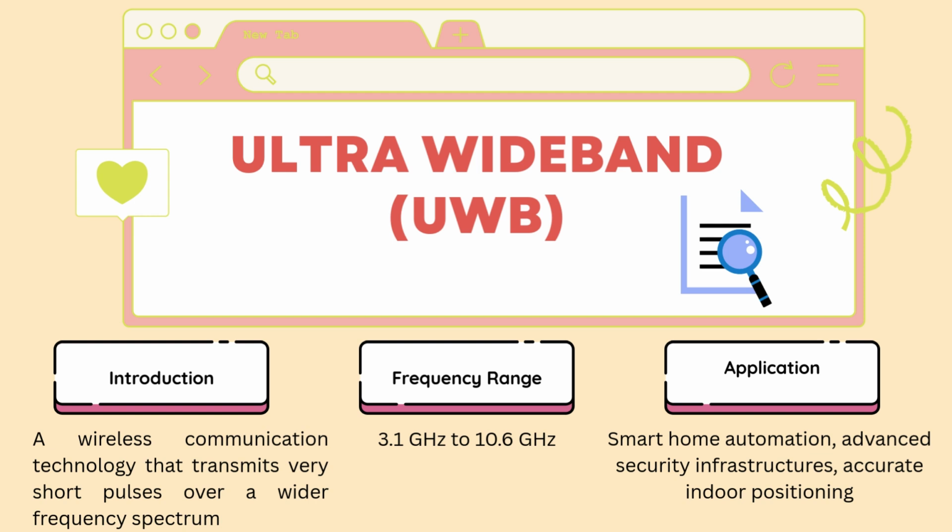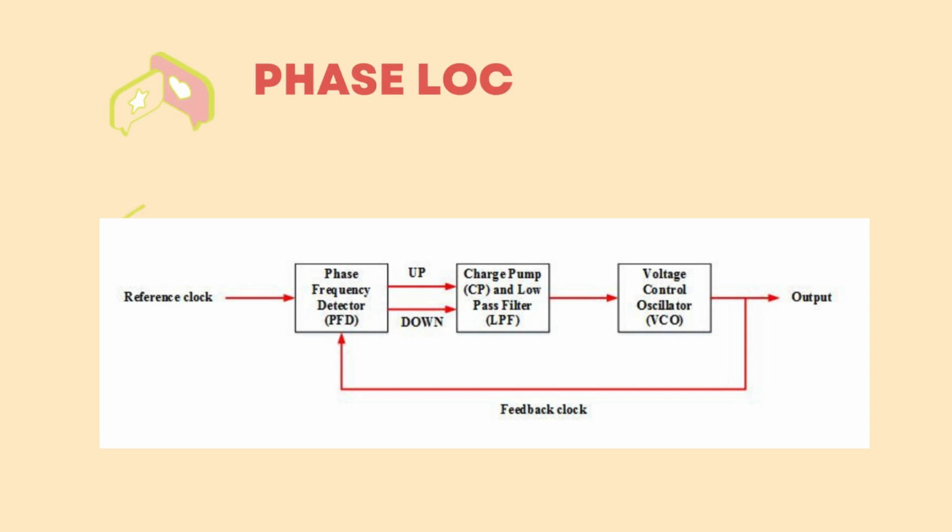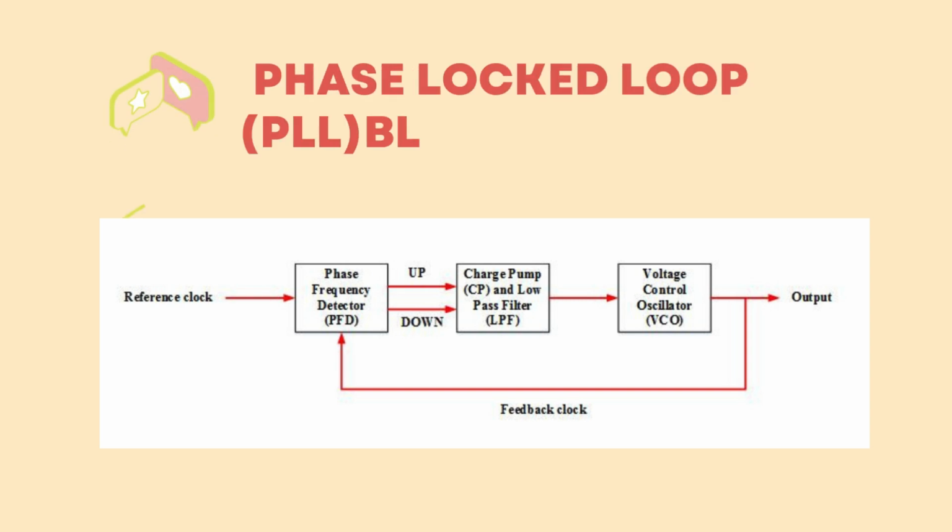With an operational range from 3.1 GHz to 10.6 GHz, UWB offers distinct advantages over conventional narrow-band systems, particularly concerning power consumption and spectrum efficiency. Its low power requirement for short-range data transfer, combined with its non-interfering nature with other wireless protocols, highlights its superior performance. A phase-locked loop, or PLL, is essentially a sophisticated feedback control system.